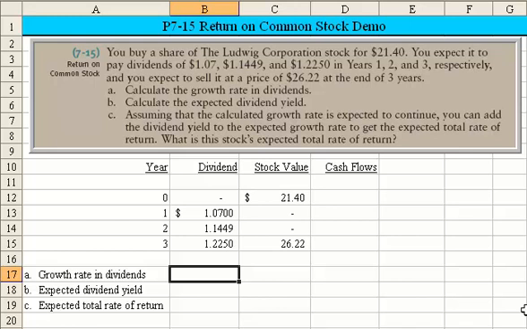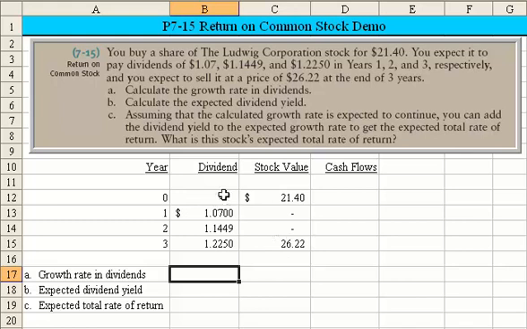Let's take a look at problem 7-15, which asks us to calculate three different answers involving the return on common stock. The problem says that we buy a share of Ludwig Corporation for $21.40. We expect it to pay dividends of $1.07, $1.1449, and then $1.225 in years 1, 2, and 3, and we expect to sell it at the price of $26.22 at the end of year 3.